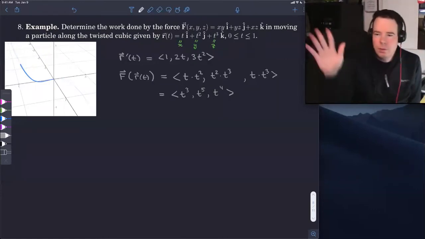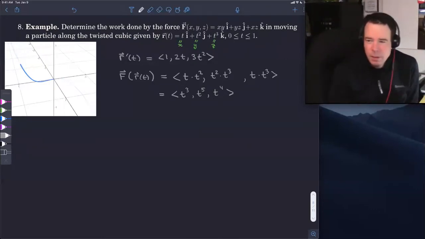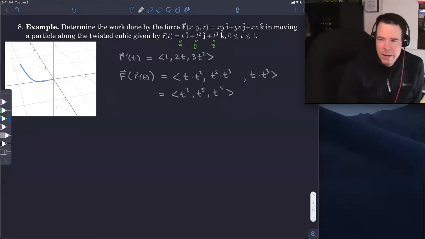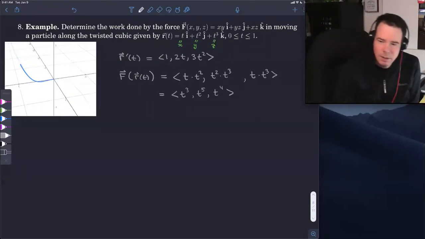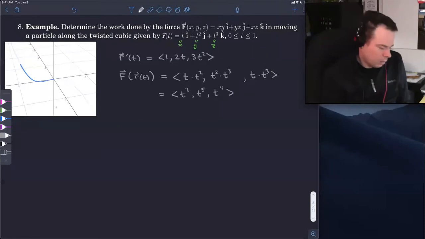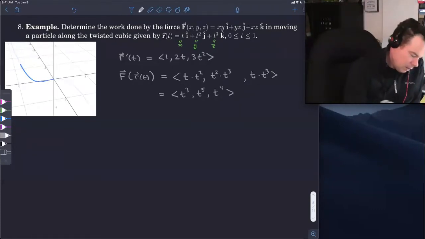For the whole force field, F of x, y, z, the fact that it's defined everywhere in space, we don't care about that. We only care about the values of the force field on the curve that we are moving along. So that's why we do this substitution. Plug r of t into the force field and figure out what the force field is on the points we are interested in.